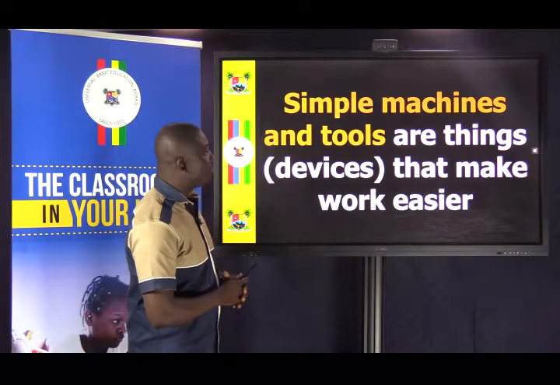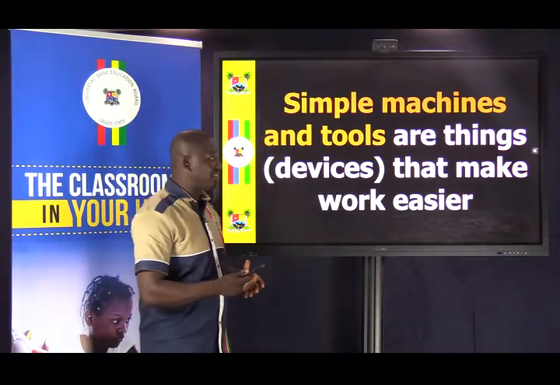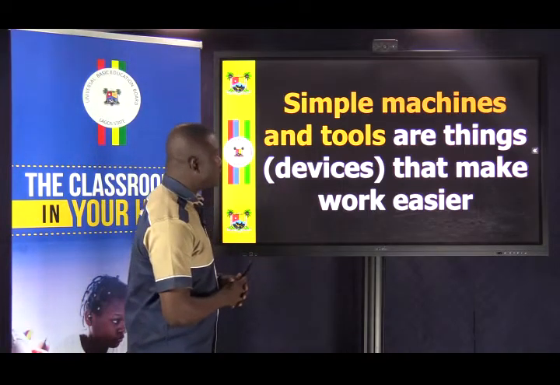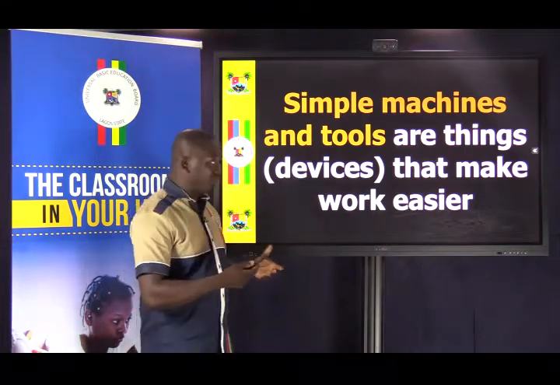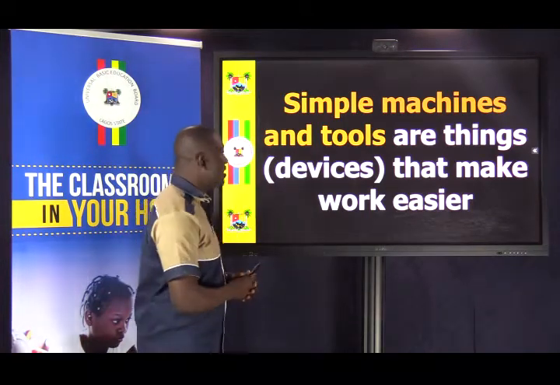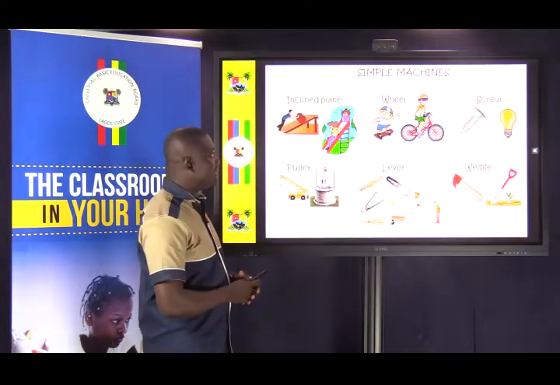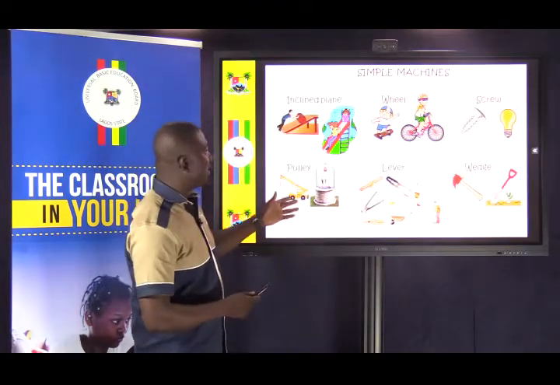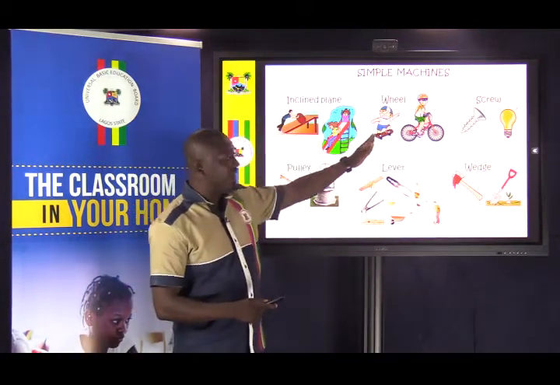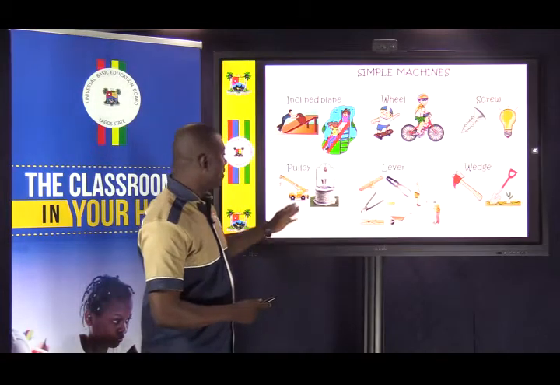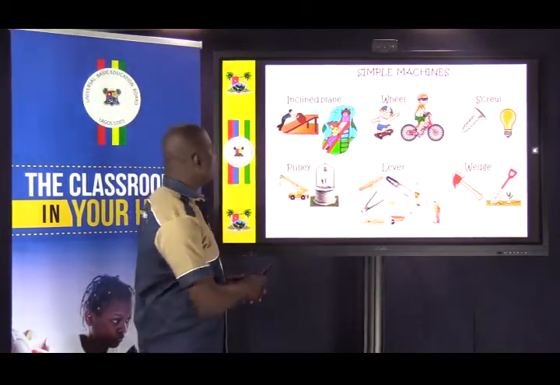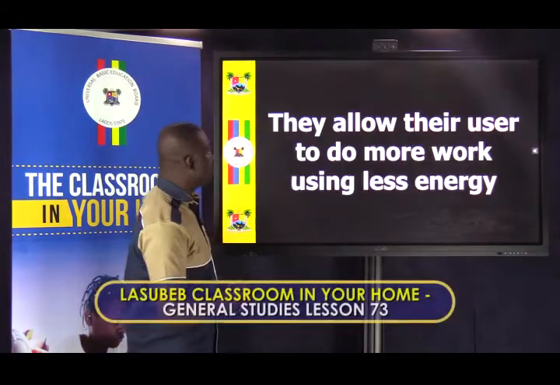Simple machines and tools are things or devices that make work easier. Simple machines are tools that we use, and they make the things that we do easier. If you track the screen, you will see different examples of simple machines. You have the inclined plane, the wheel and axle, screw, the pulley, lever, and wedge. So we will be looking at the 6 different simple machines.